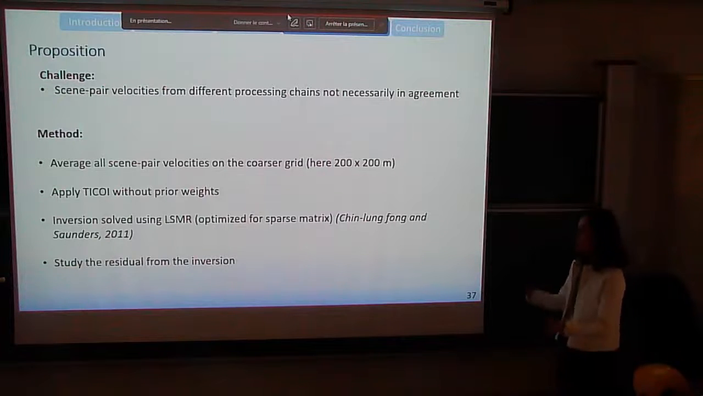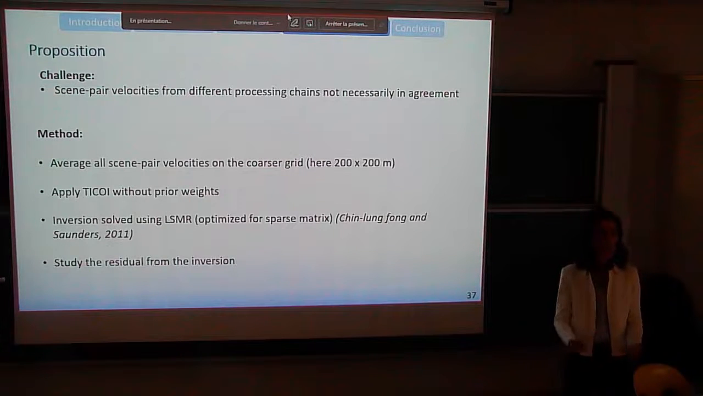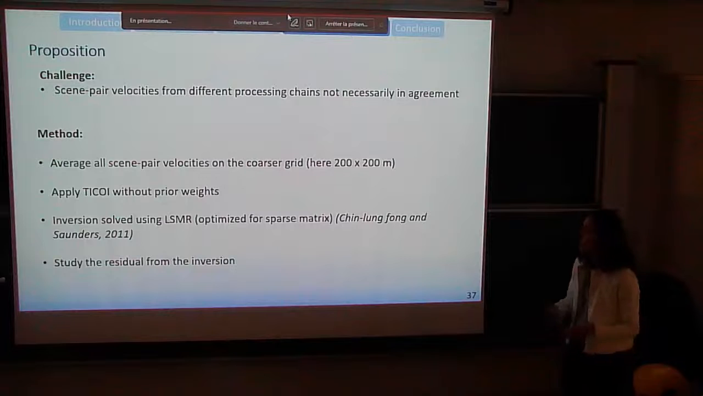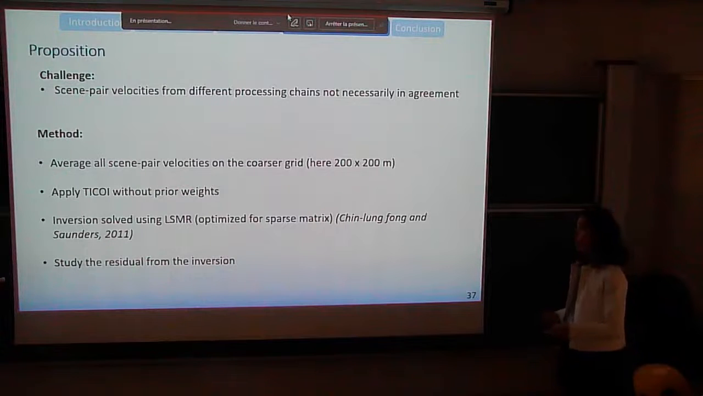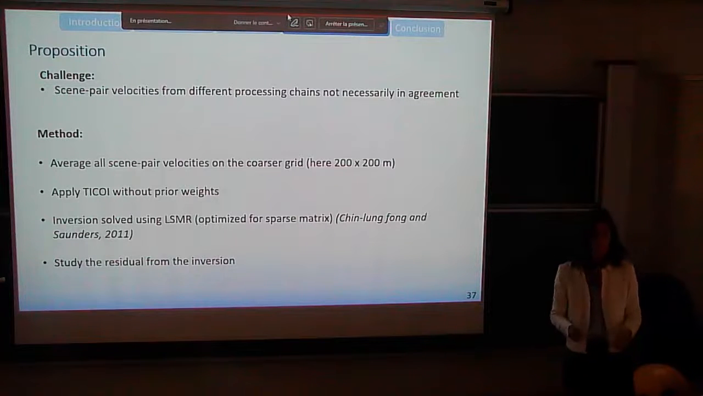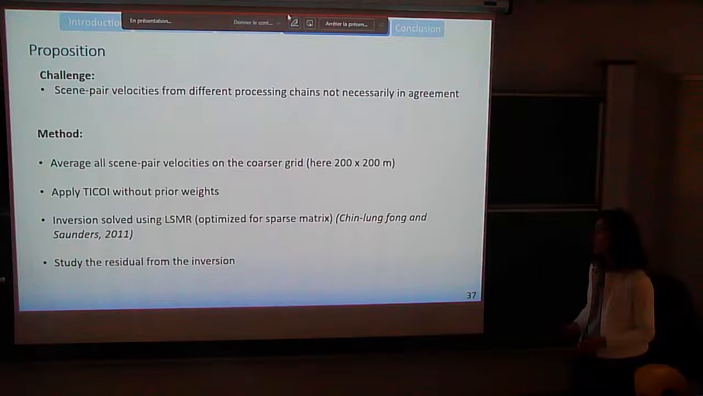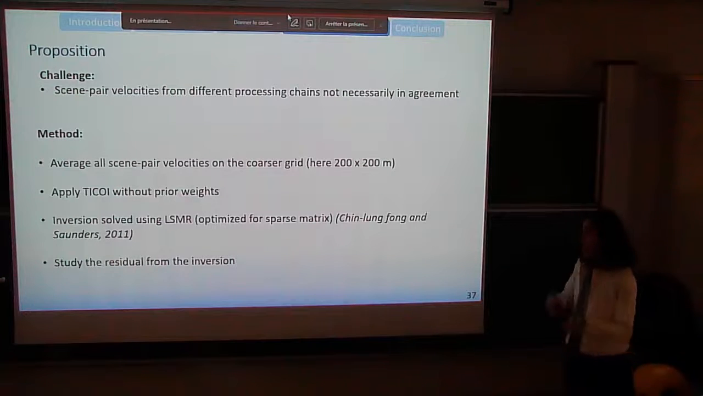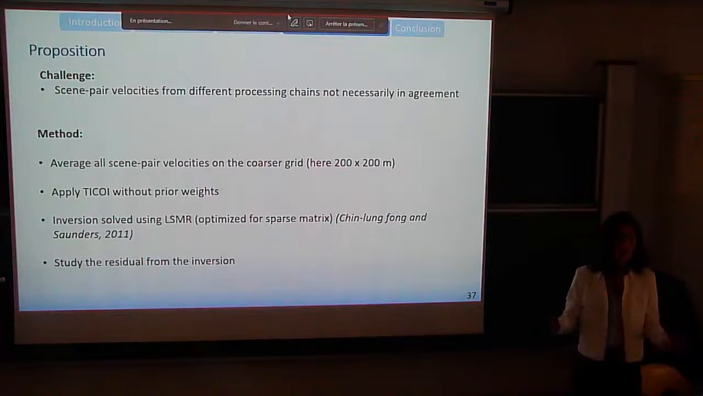Okay, so we propose a method which is first to average all simple velocities on the cursor grid. So here it corresponds to the grid with a 200 by 200 meter resolution, a spatial sampling. And then to apply Ticlé without prior weights. The most important improvement in the methodology concerns the computational time, because we have larger datasets, so it becomes very important. So we use LSMR, which is a solver optimized for sparse matrices, matrices where you have a lot of zeros. And we still carry on an iterative weighted least squares. And then we use the residual to analyze our result.